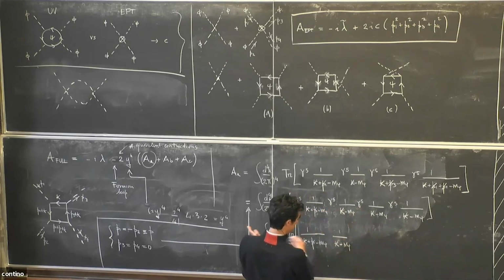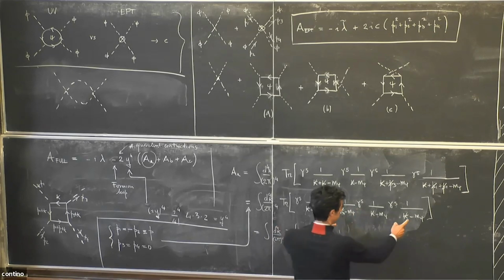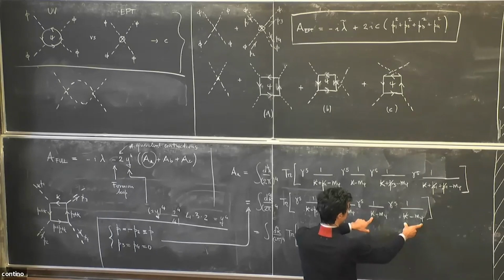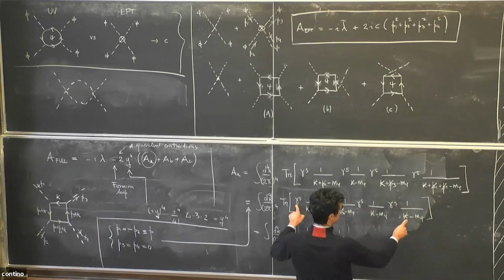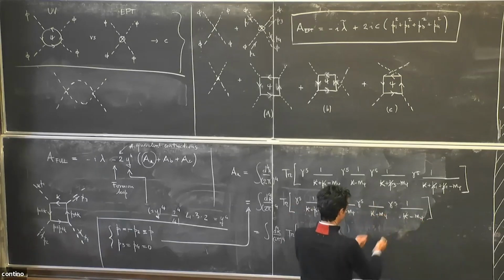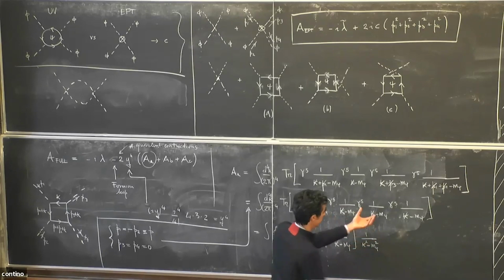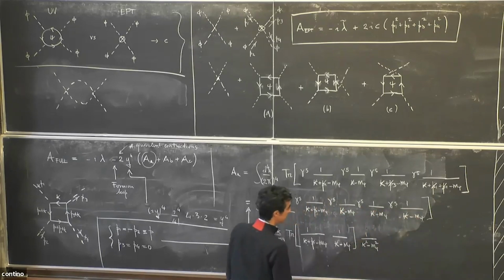I'm factorizing two factors of minus 1, one coming from here, one coming from here. And then of these two factors, one becomes kappa slash plus m psi, and the other is kappa slash minus m psi. So putting them together, I get 1 over k squared minus m psi squared. These are coming from the multiplication of these two last factors.